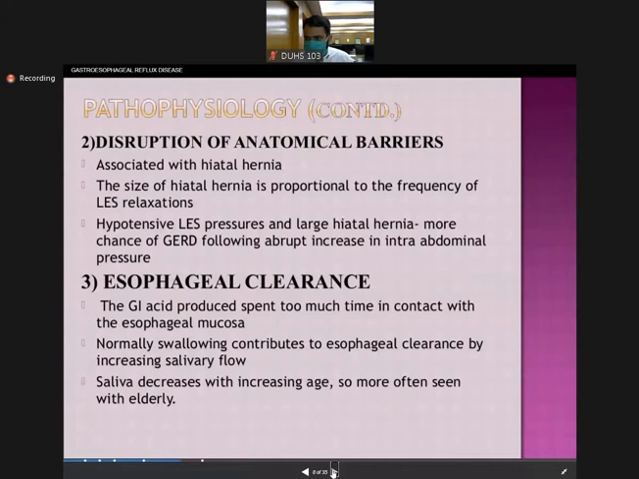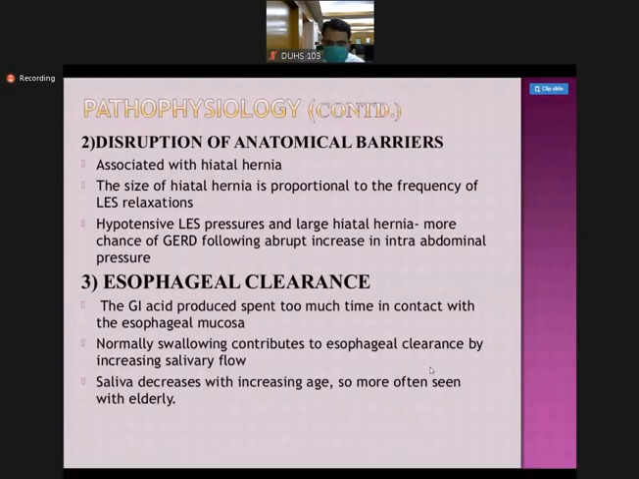Okay, so disruption of the anatomical barriers. It is associated with the hiatal hernia. We are going to cover that in a short while. The size of the hiatal hernia is proportional to the frequency of LES relaxation. And with hypotensive LES pressures and a large hiatal hernia, there are more chances of GERD following an abrupt increase in the intra-abdominal pressure.